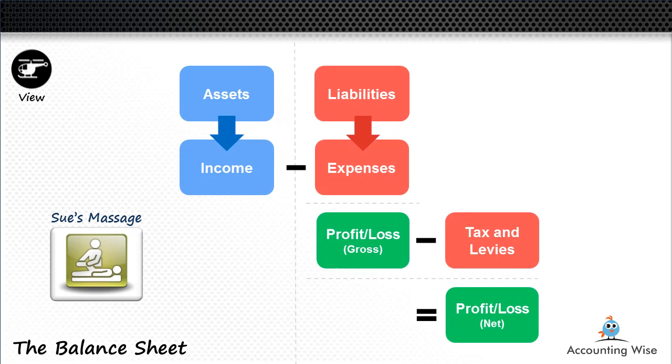Okay, so back to our helicopter view to wrap it all up. Assets create income. Liabilities create expenses. Income minus expenses equals a gross profit or loss. When there's a profit, the good folk in Wellington require a slice of the pie, so gross profit minus tax and levies equals net profit. And net profit is all Sue's to keep.